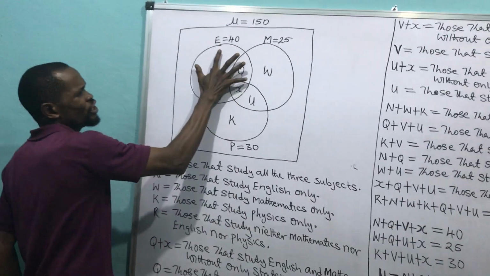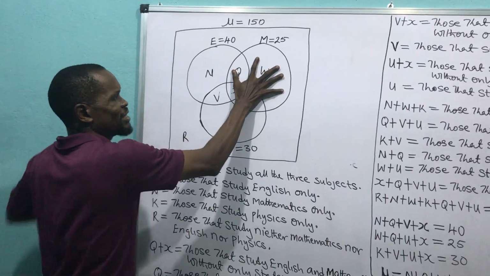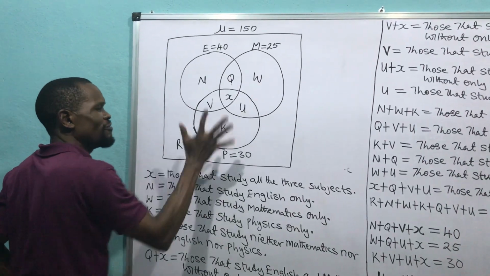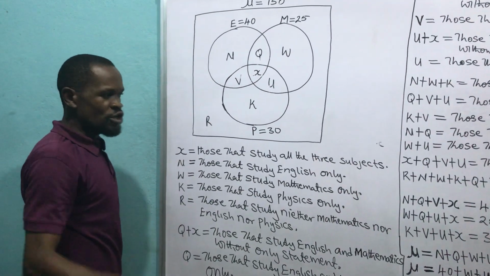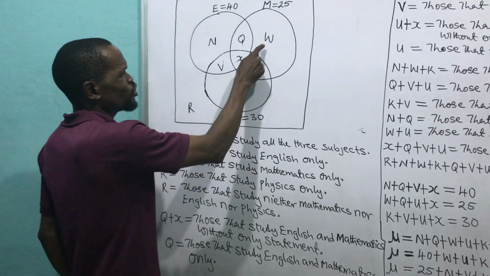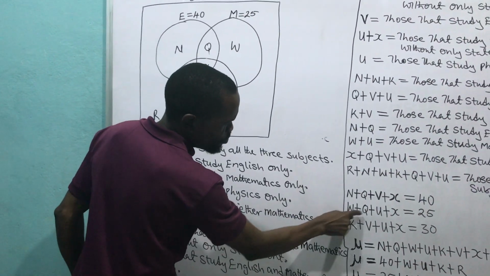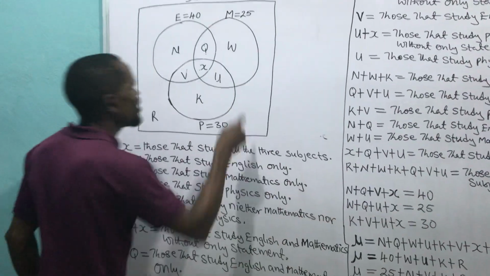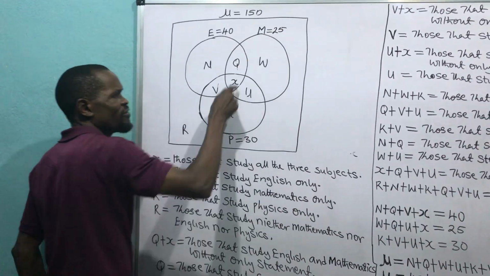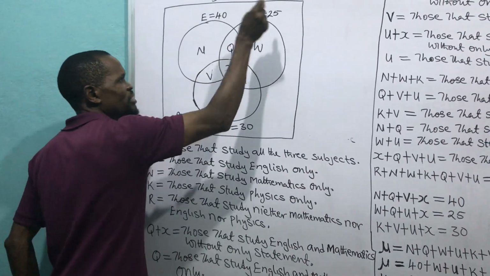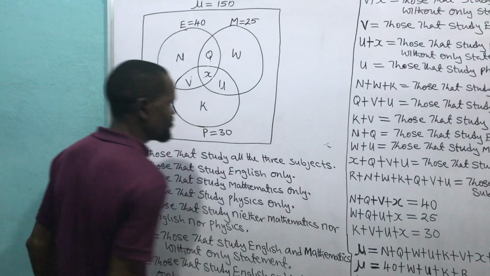If I close this circle like this, I'm taking this 40 for that circle. If I close this circle like this, I'm taking 25 for mathematics. If I close this circle like this, I'm taking 30 for what? Physics. Are you getting what I'm saying? So now, another way again, I can say that W plus Q plus X plus U is equal to 25. Look at it here. W plus Q plus U plus X equals 25. That's the circle of mathematics. Everything inside this circle, sum them, is equal to 25. And that's what I did. W plus Q plus U plus X equals 25.